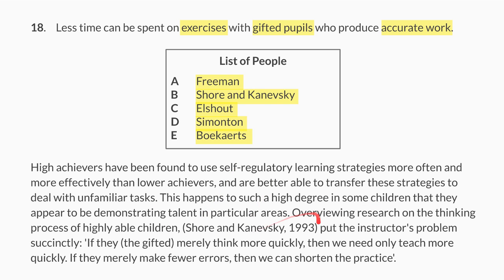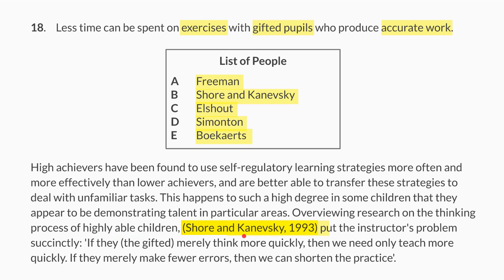So right now I'm scanning and I see here, it says Shore and Konevsky. As soon as I see that keyword, Shore and Konevsky, I already know that this keyword is going to be talking about this option number B. So that's what we are going to be answering first. So now we just have to find out B is the correct answer choice for which question. So we have three questions, 18, 19, and 20. Shore and Konevsky is the correct answer choice for which question? Well, we don't know yet. So let's read this sentence. It says, overviewing research on the thinking process of highly able children, and in parentheses it mentions the research study carried out by Shore and Konevsky.